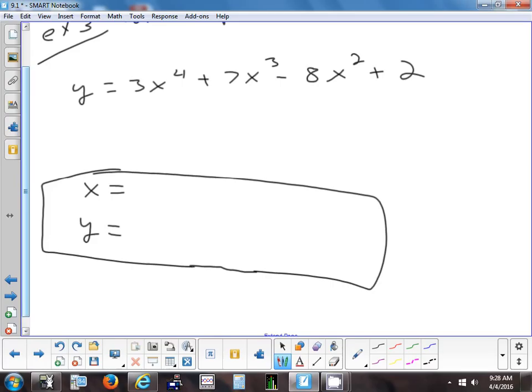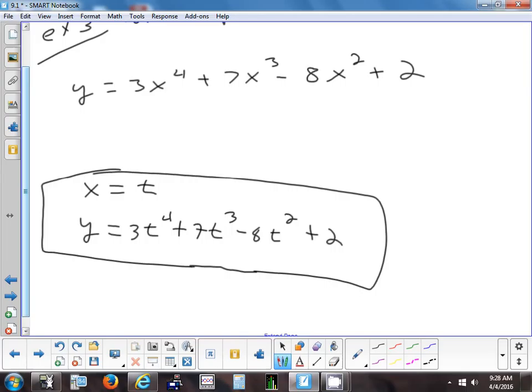Yep, x equals t. And what about my second equation? 3 to the 4th, 3 7t to the fourth, and 7t to the 3rd. And then it will be t to the 2nd plus 2. Yep, very good.